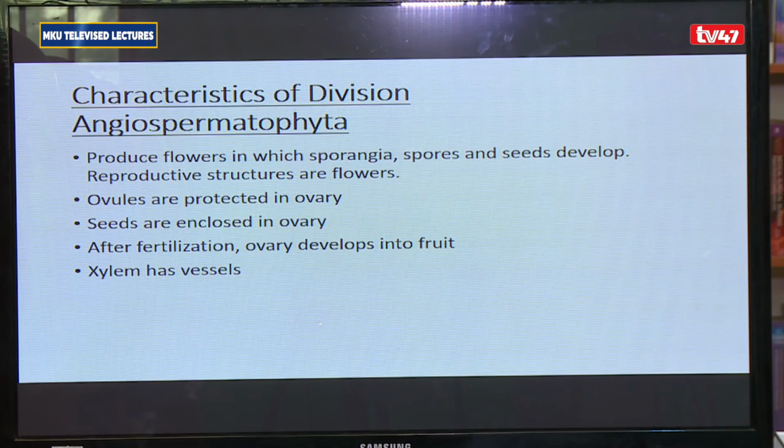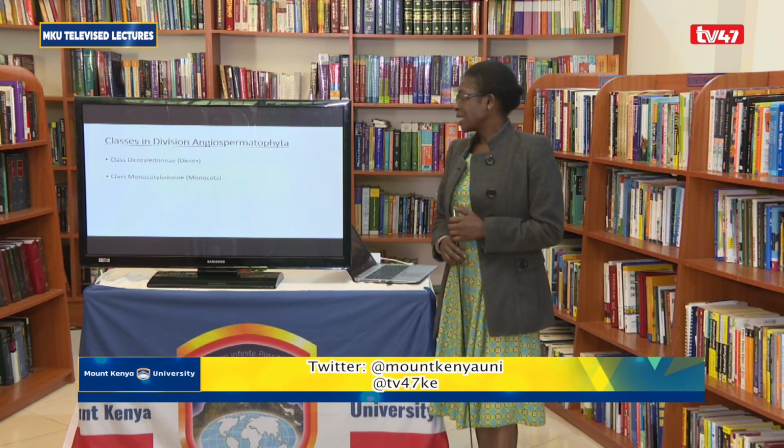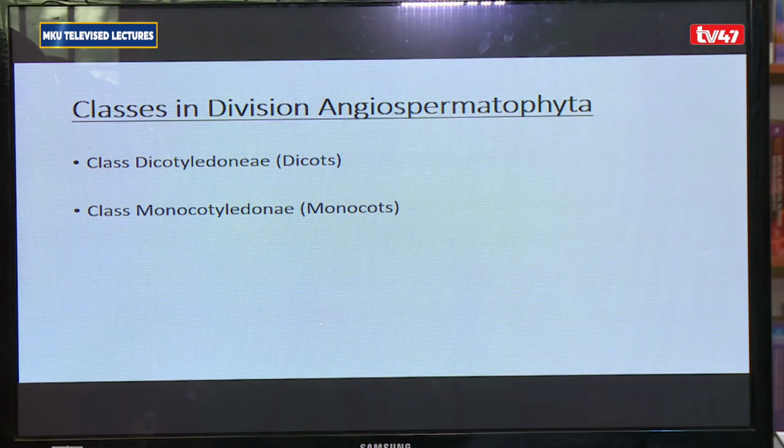Now, for the Angiospermatophyta, we say they are more adapted to life on land compared to the Coniferophyta. The reason is that for them, pollination is made easier by the presence of the flowers. The flowers are adapted to attracting various pollinating agents, therefore making higher chances of pollination to take place. For this division of Angiospermatophyta, there are two classes, the class Dicotyledonae and the class Monocotyledonae. Dicotyledonae comprises dicotyledons or simply dicots, and Monocotyledonae comprises monocotyledons, simply referred to as the monocots.